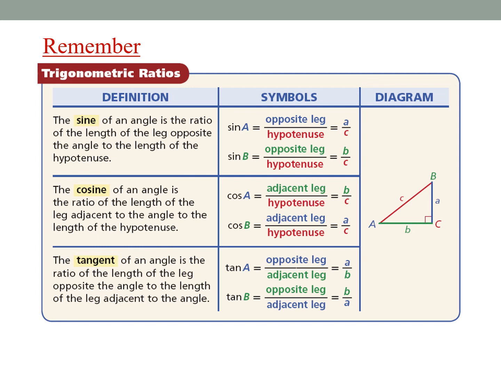If you focus on angle B, its opposite is small b, and its adjacent is small a, and the hypotenuse also is C. Then sine B equals opposite over hypotenuse, which is B over C. Cosine B is adjacent over hypotenuse, which is A over C. And tangent B equals opposite over adjacent, which is B over A.